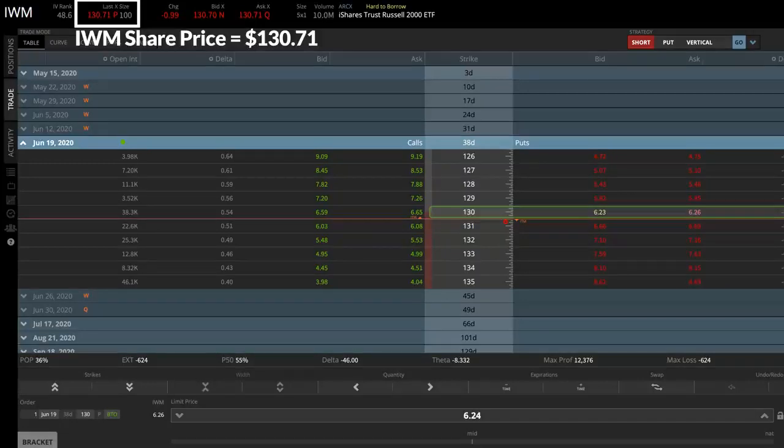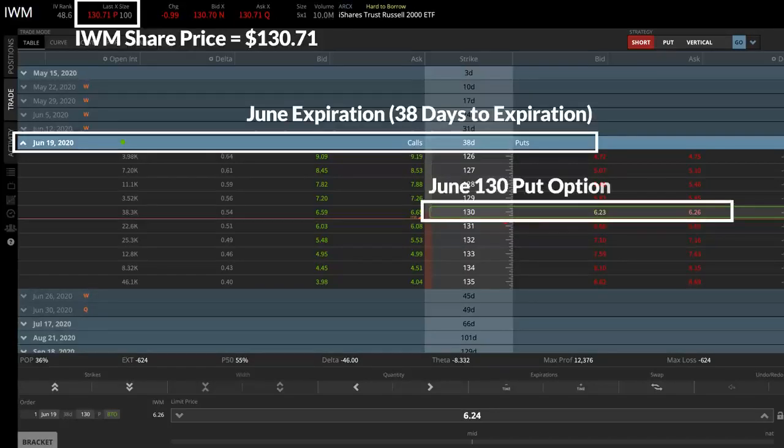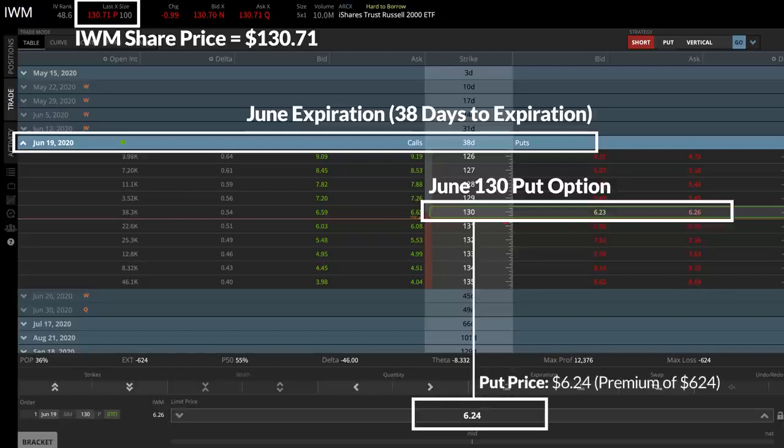$130.71. Again, we are going to go to the June options, and this time the June options expire in 38 days. In this example, I've set up an order to purchase the June put option in IWM with a strike price of $130. So the stock price is currently $130.71, and the put option trade that I am looking at is buying the put option with a strike price of $130 that expires in June, which is 38 days away. As we can see in the bottom middle of this image, the put option's price is $6.24.